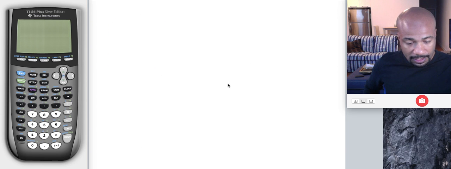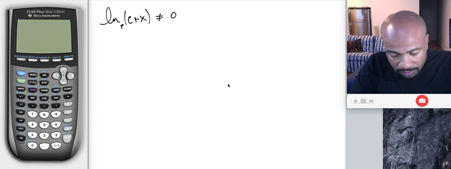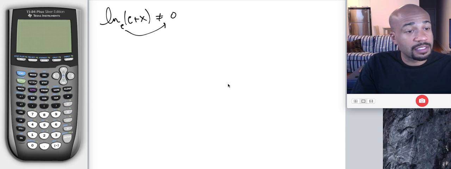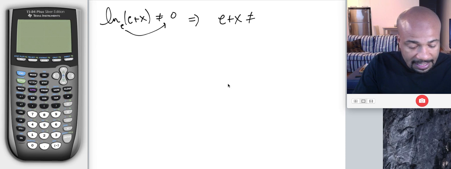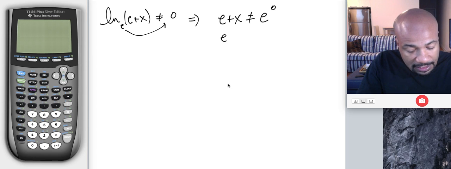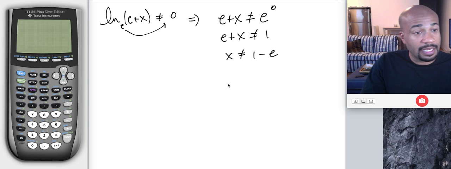All right, so let's solve it. The natural log of e plus x cannot equal 0. So remember, the natural log, the base is e. So what I normally do is drop your natural log, the e becomes the base, the 0 becomes the exponent, and that becomes e plus x cannot equal e to the 0. So that means e plus x cannot equal 1. So x cannot equal 1 minus e when I subtract e on both sides.